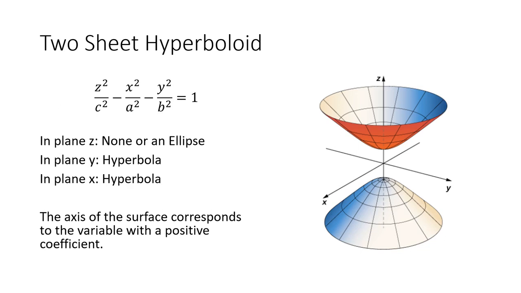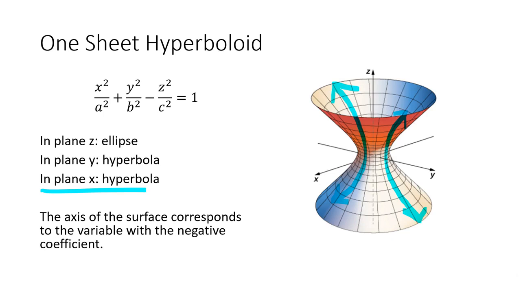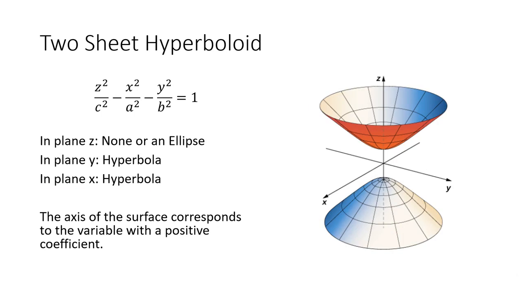If we have 2 negative signs, it's going to be a 2-sheet hyperboloid. So 1 negative sign is a 1-sheet hyperboloid. 2 negative signs is a 2-sheet hyperboloid. It just means we have this kind of gap right here. So there's a place where there is no surface. Or you could think of it as you would need 2 pieces of paper to build this surface.